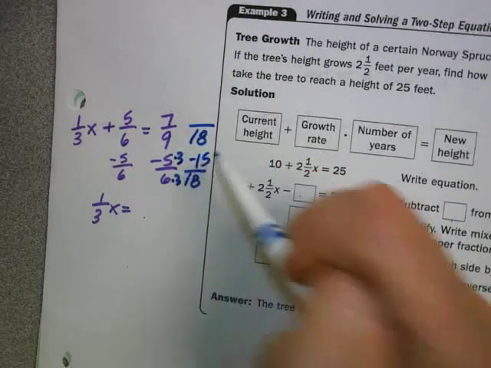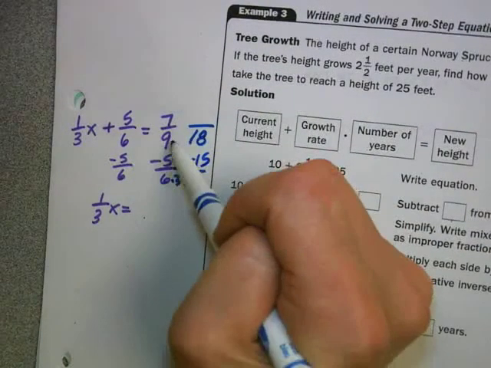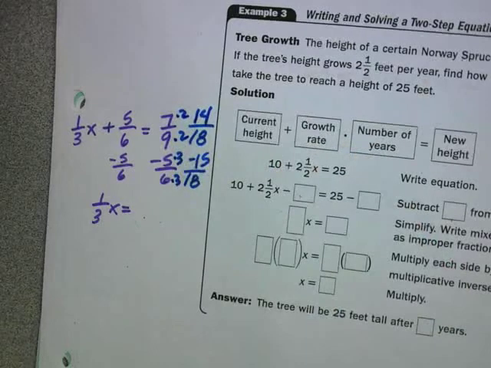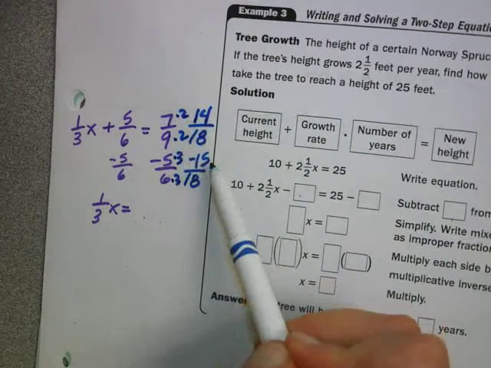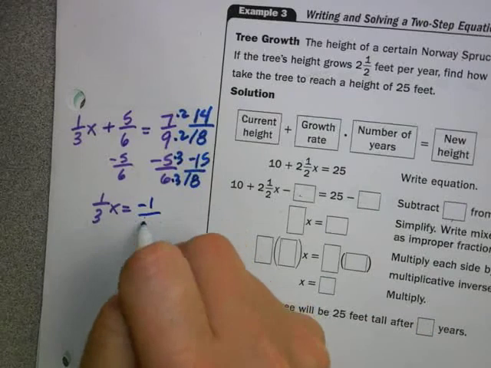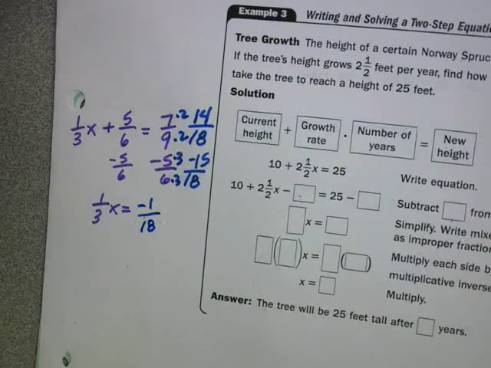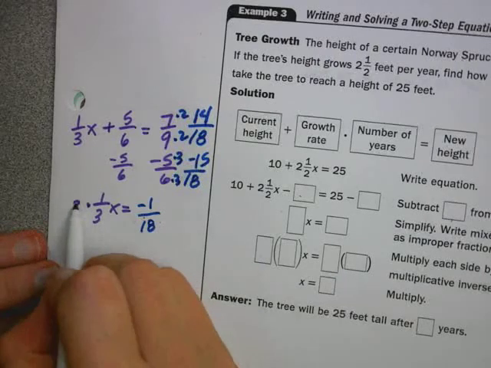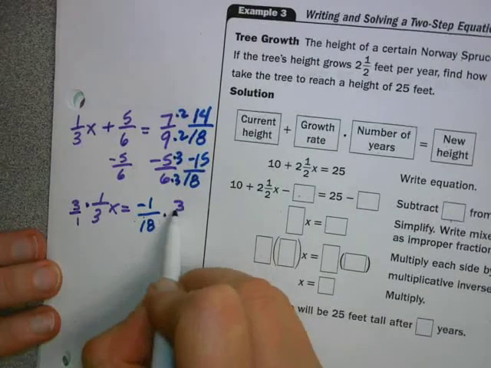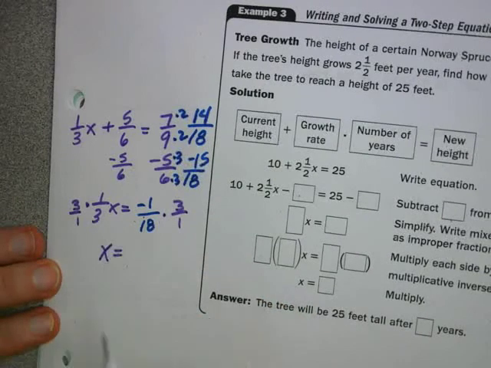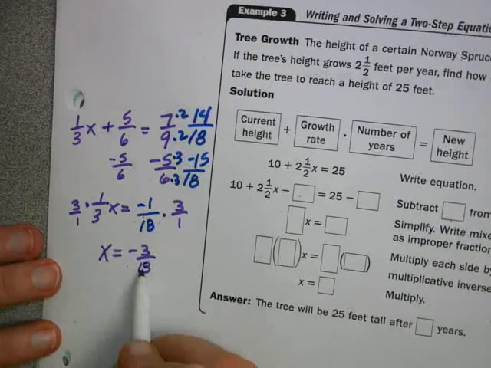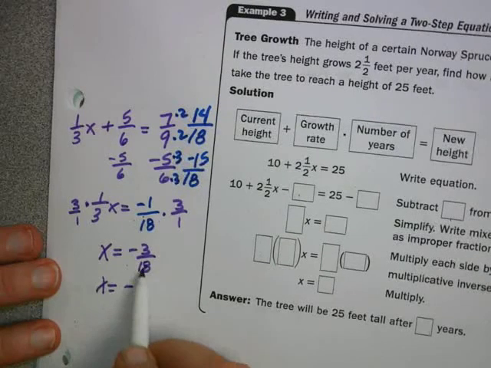And on top, you multiply by 2. So that's 14/18. So this craziness actually isn't that bad. 14 plus negative 15 is negative 1, and the denominator never changes when we're adding or subtracting fractions. What is the reciprocal of 1/3? It's 3/1. So I'm going to multiply both sides by 3/1. So I'm left with x on the left, and on the right I have negative 3/18, which reduces to negative 1/6. So that's what you should have gotten.